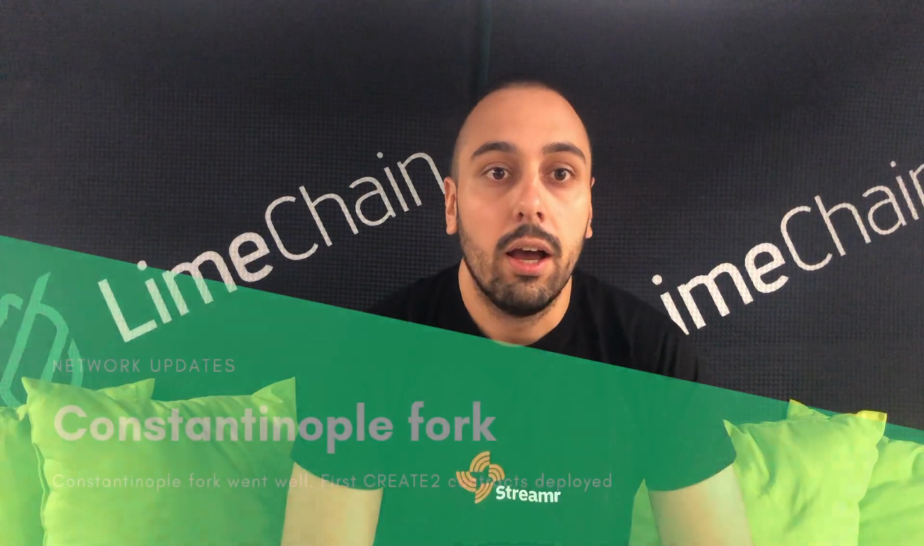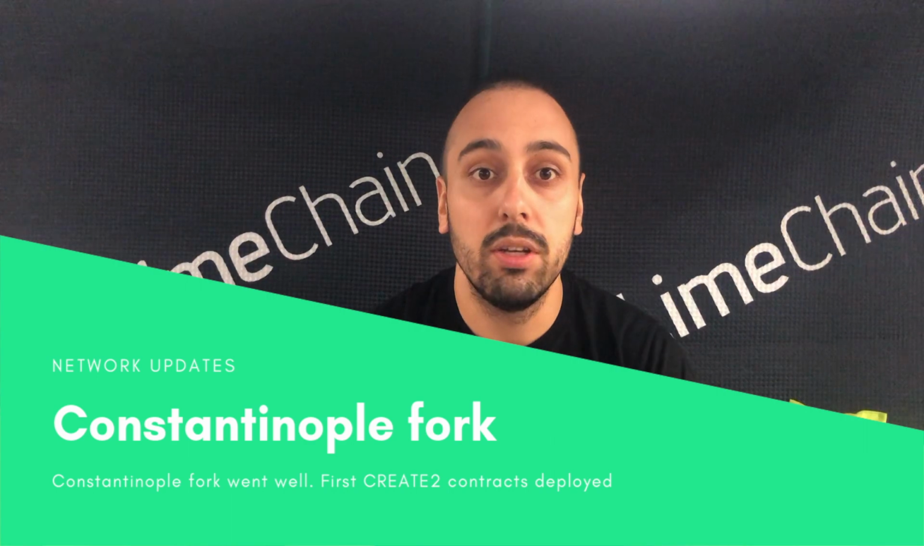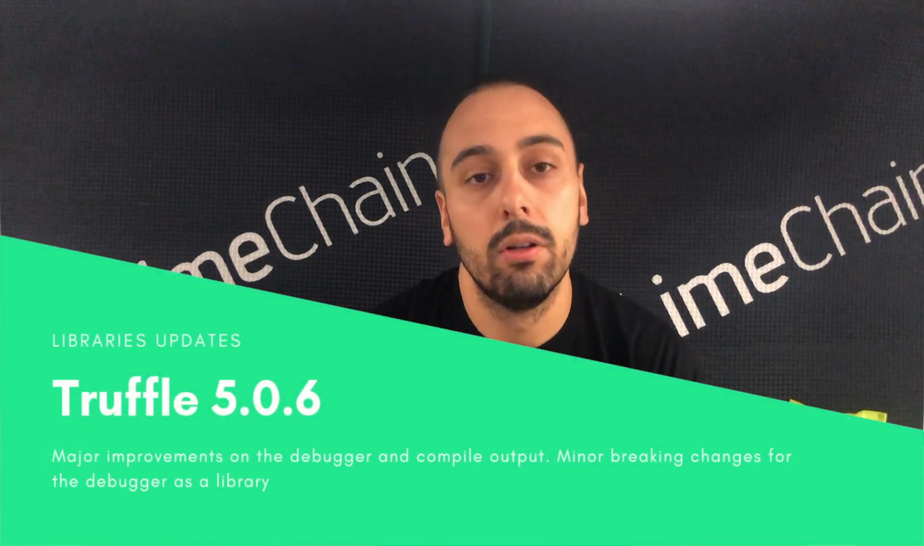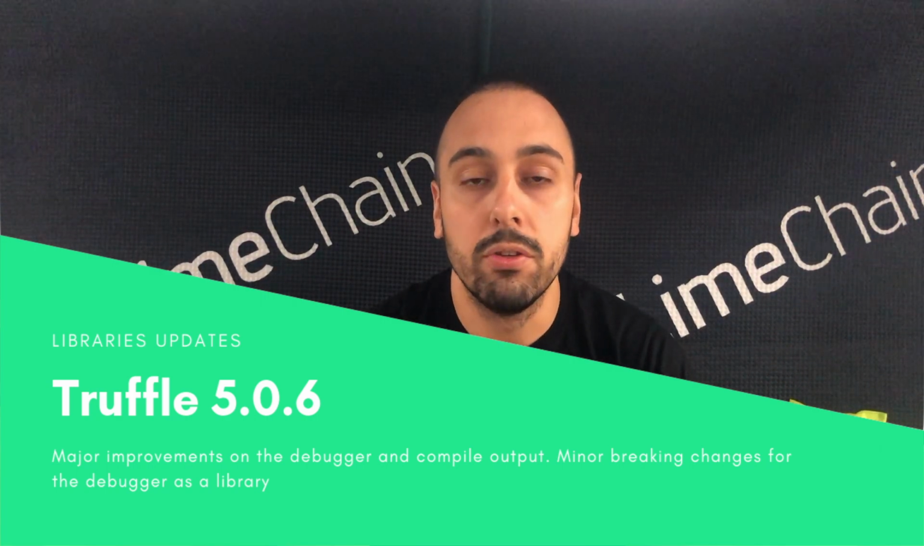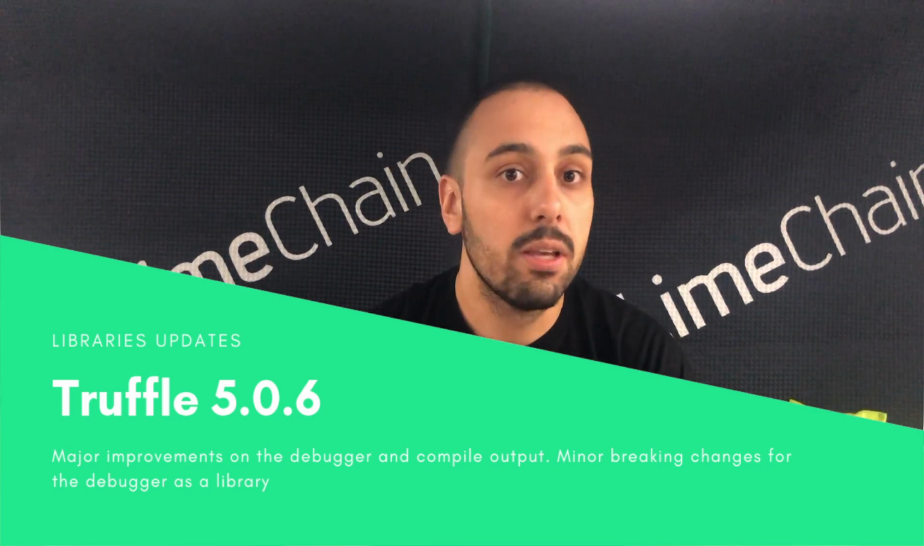And the main news of this week was actually the Constantinople fork that went through successfully. There have now been several contracts created through the Create2 opcode that we were talking about. And in terms of developments, the main news comes from Truffle, and Truffle have released new version 5.0.6 and has major improvements on the debugger. It has some news and improvements on the compiler and the compiler output. So let's see what's in there.